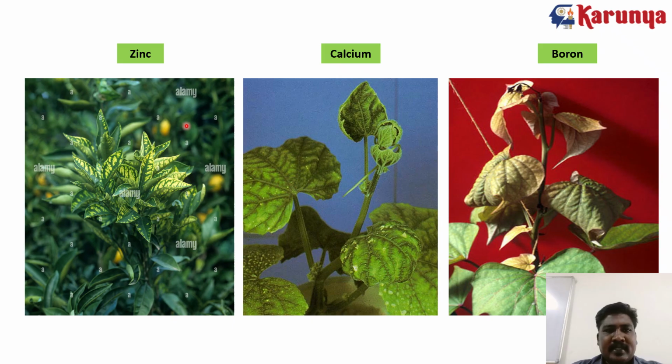Coming to zinc, calcium, and boron: zinc, as I said earlier, is a partially mobile nutrient. So the growing part of the leaves is always clubbed, and the internodes are also very short. These deficiency symptoms are very typical for zinc. And calcium and boron, you can see, mostly affect the growing part of the plant.